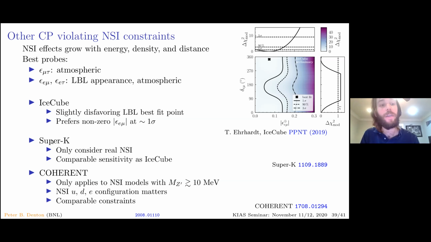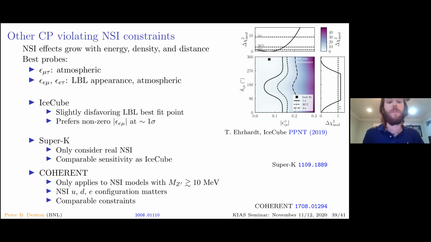Super-K can also do this. Their energies are lower, so that's not as good for this, but they have lots of data, and it's a more precise detector than IceCube. They have never published anything with complex NSI. So you cannot do a direct comparison, but based on their constraint on real NSI, it's basically similar to that of IceCube. And I wouldn't expect it to be super different. But it'd be very interesting, and I've talked to them about whether or not they will do complex NSI in future analyses.